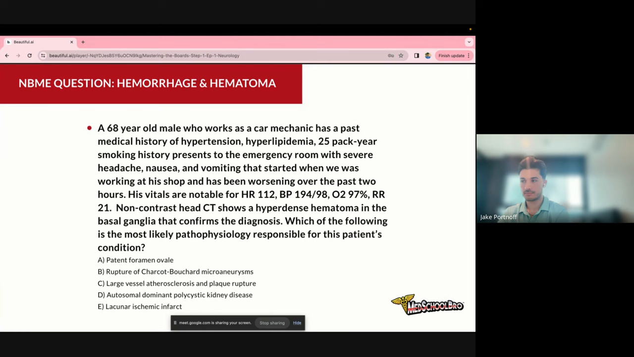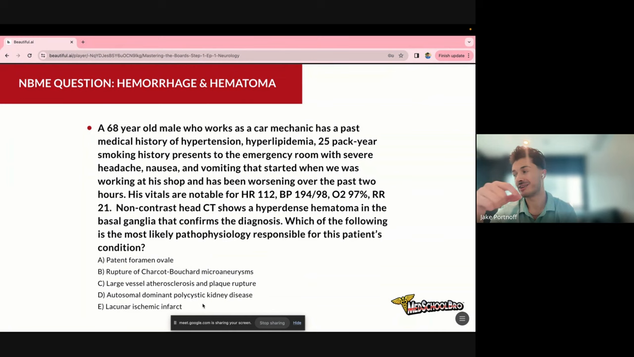Okay, I see a lot of E's. So I just want to bring your attention to something. A hyperdense hematoma, that is a rupture, an aneurysm that occurred, okay? An E, lacunar ischemic infarct, that's an ischemic pathophysiology, right? Is there any other answer? Okay, now I'm seeing D's, now I'm seeing B's.